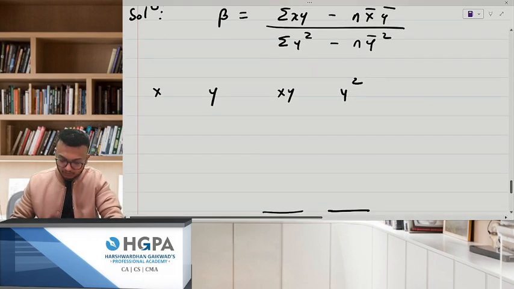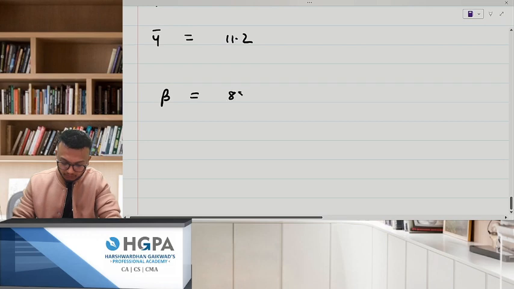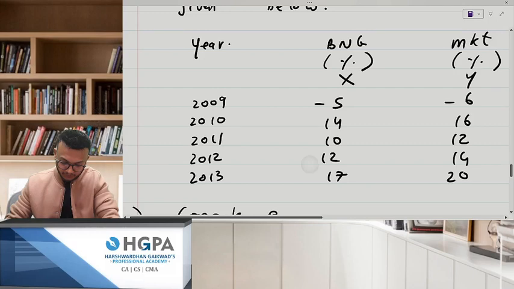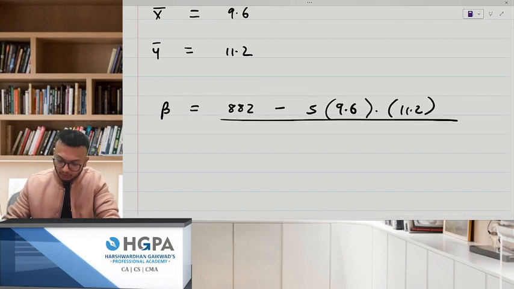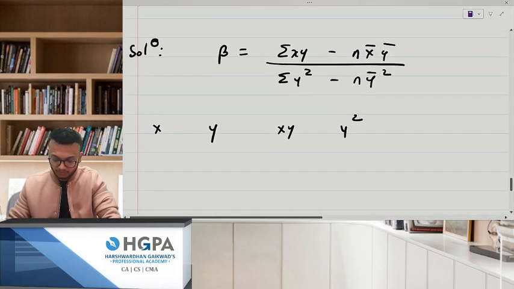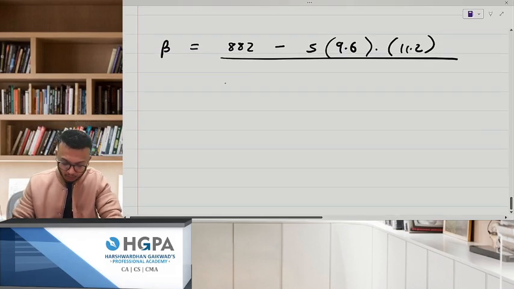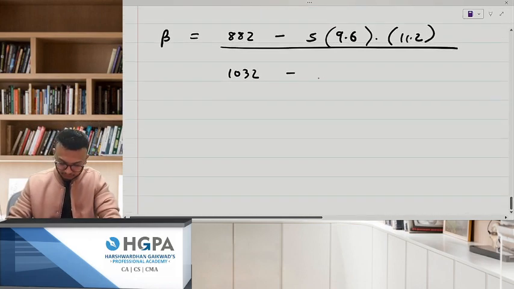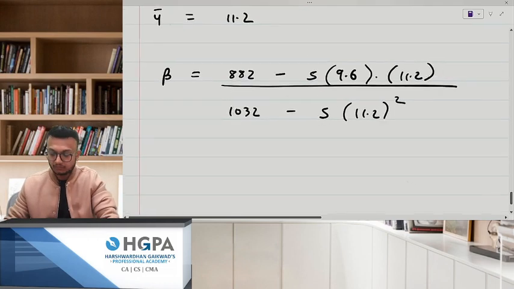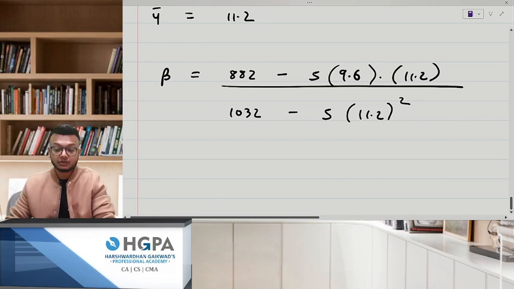Summation x was how much? 882, minus n times x bar: 5 into 9.6 into 11.2, upon summation y square, how much is that? 1032, minus n into y bar square: 5 into 11.2 square. How much is the answer? Solve it and give it to me.